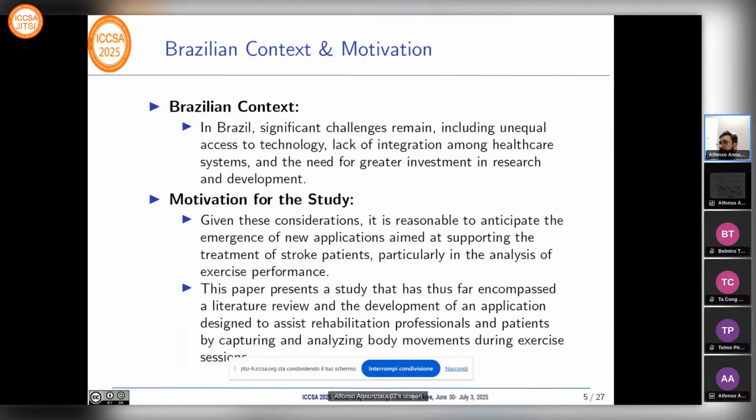The motivation of this study of Luis Felipe's PhD is to anticipate the emergence of new applications and support the treatment of stroke patients, particularly in the analysis of exercise performance. So we develop applications to collect the data and try to perform treatment for other patients. In this paper we present a study that has a literature review and the development of an application based on this review.